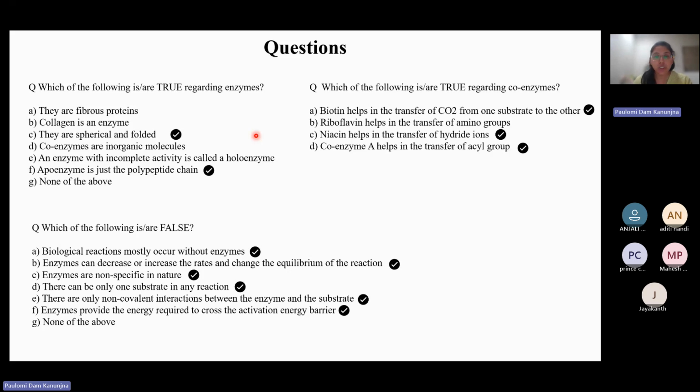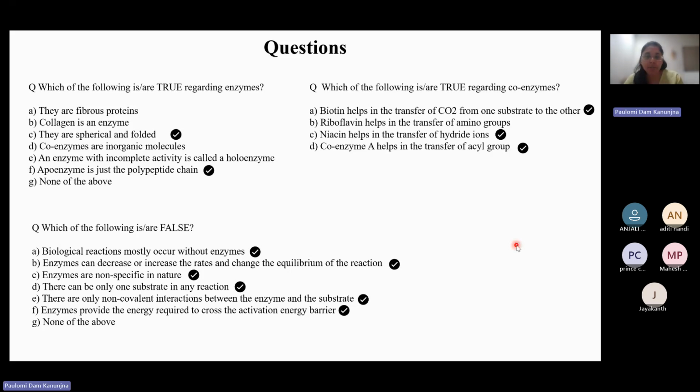Let me see the answer for the first one that we have given. We have got answers like CF. Okay, CF, as most of you have answered already. So the first one says enzymes are fibrous proteins. No, enzymes are globular proteins. Second, collagen, which is there in your matrices, if you remember, ECMs, is not an enzyme, it is a protein. Enzymes are spherical and folded. Yes, folded for sure, because they have to be. Coenzymes are inorganic. Let me see if someone did answer that.